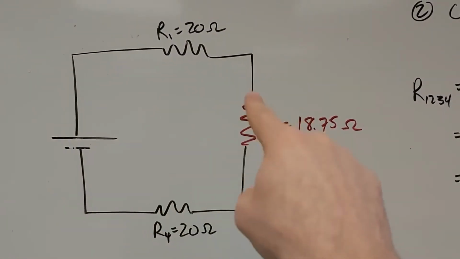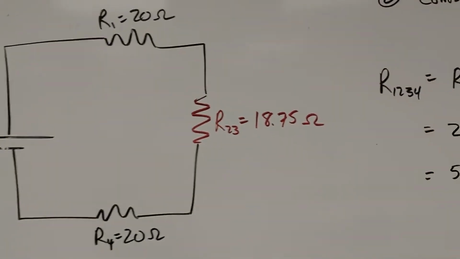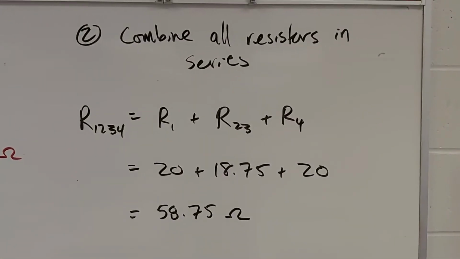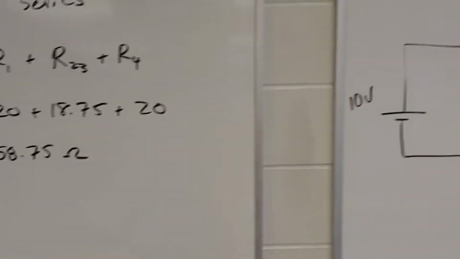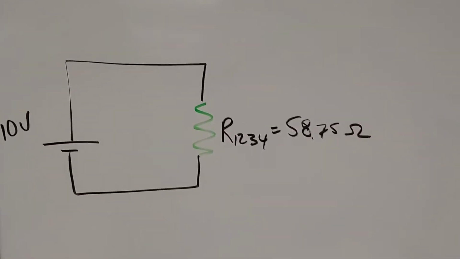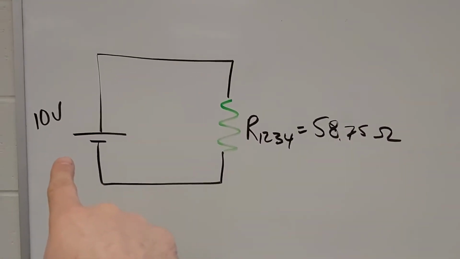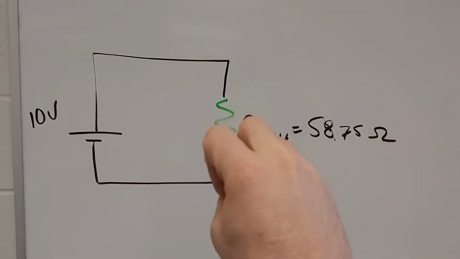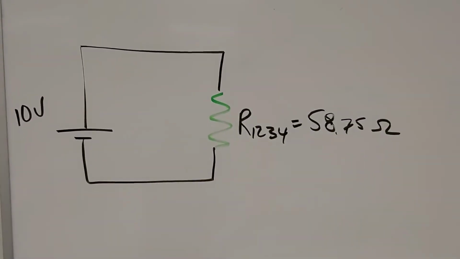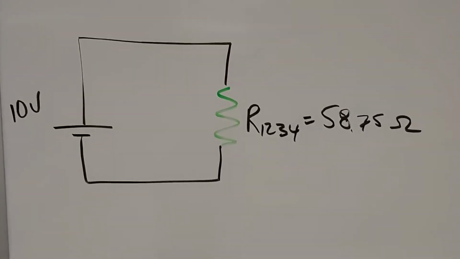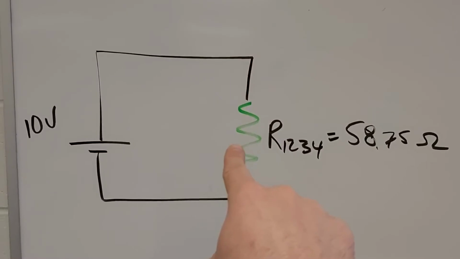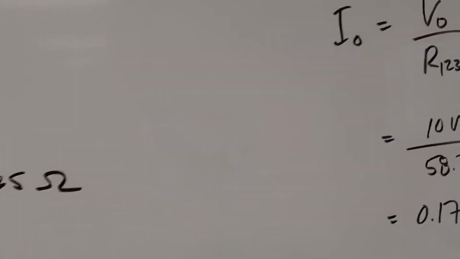And now we see we have 3 resistors in series with each other, so we're going to use our formula to combine those together. So now that has created an equivalent circuit with a total voltage of 10 volts and an equivalent resistance, which I'm calling R1234, which is all of them combined into one, 58.75 ohms. Now, given that we know the total voltage and the total resistance for the circuit, we can figure out what the total current is just using Ohm's law.